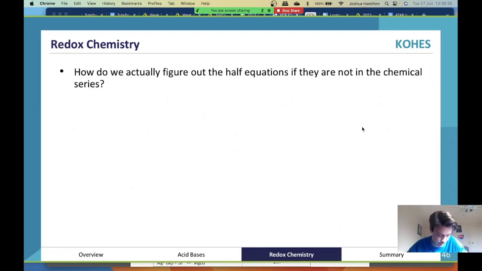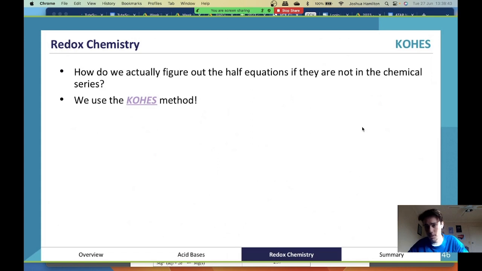So how do we actually figure out the half equations if they are not in the electrochemical series? We use this method called COES. Each of those letters stands for something: key elements, oxygen, hydrogen, electron, states. So they each stand for a step. Now, the COES method involves 5 steps.